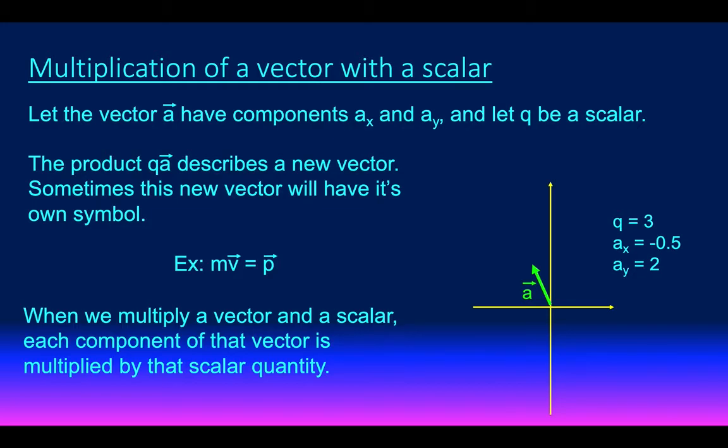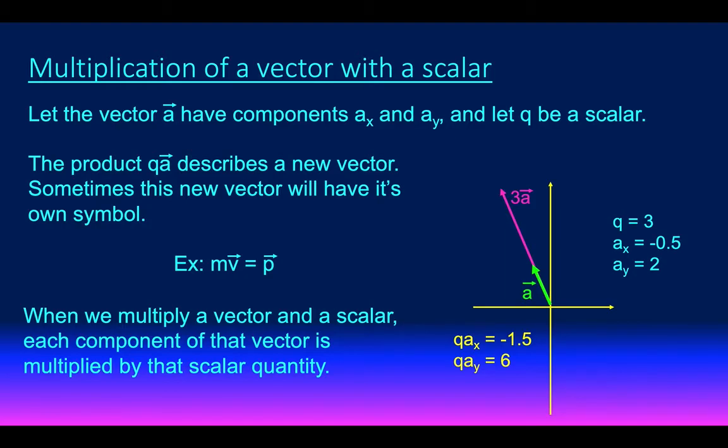So when we multiply vector A by 3, we multiply ax by 3 and we multiply ay by 3, and we will get our new horizontal and vertical components of a new vector. So when I multiply 3 times negative 0.5, I get negative 1.5. When I multiply 3 by 2, I get 6. So I get a new vector whose horizontal component is negative 1.5 and whose vertical component is 6. Now, if you look, you notice that 6 is 3 times larger than 2, and negative 1.5 is triple negative 0.5. If I were to draw this picture out, I would get a new vector that looks something like this.